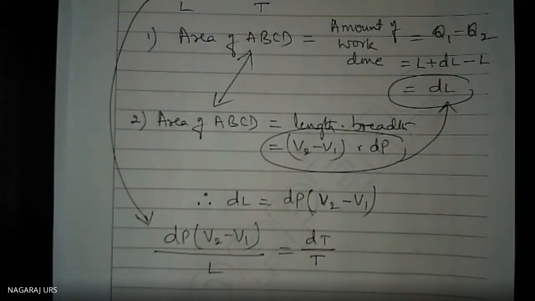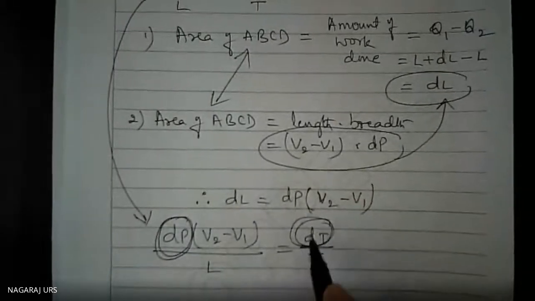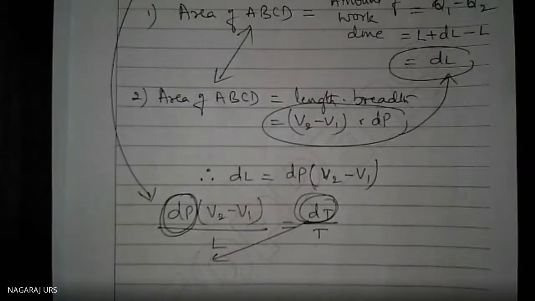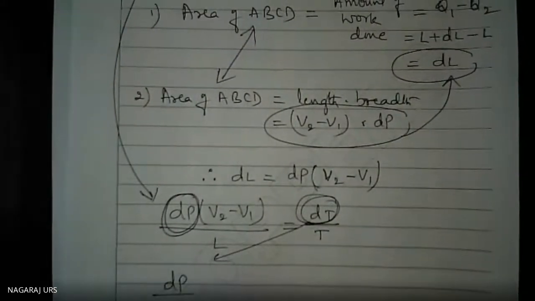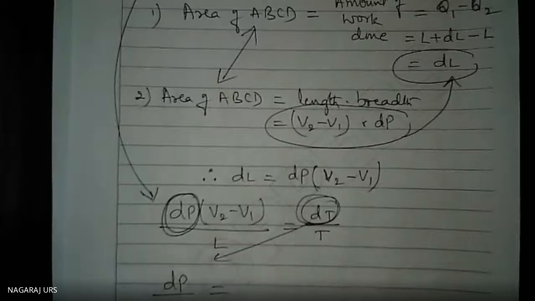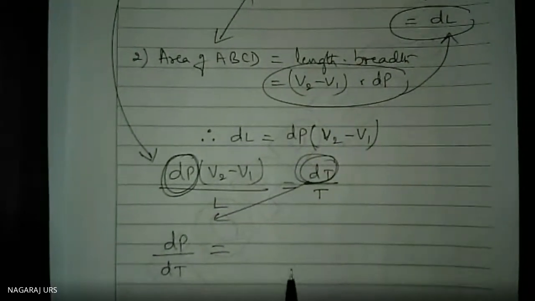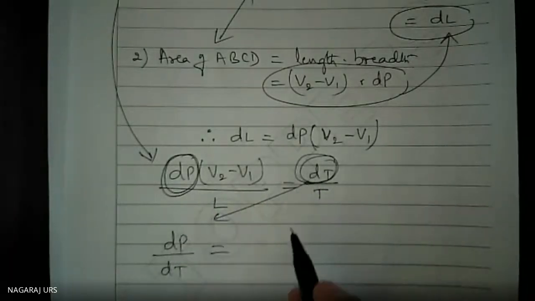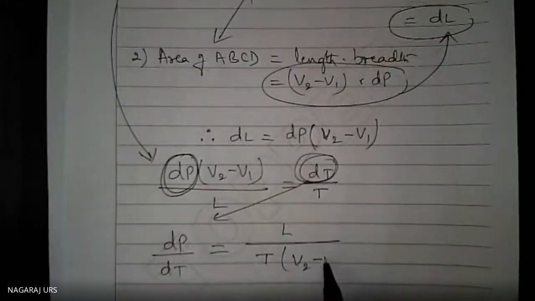Okay. Now, dp I will keep it here only. dt I will borrow it from here to here. Remaining things you just carry to the other side of the equation. Therefore, dp divided by dt is equal to L, which goes to the numerator, divided by t into V2 minus V1.